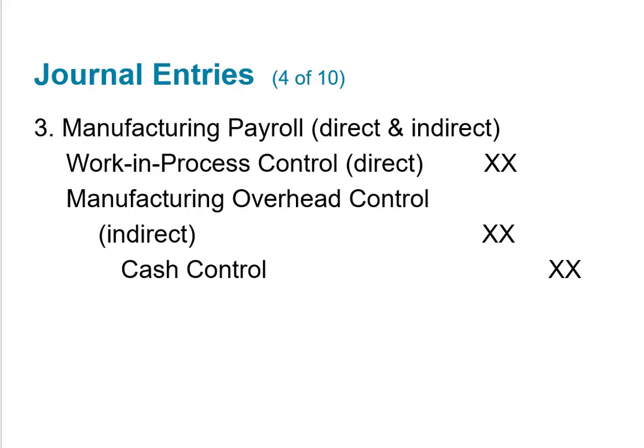In journal entry 3, shown here, this represents the effect of incurring payroll expenses for both direct and indirect labor. As with the material, the direct labor is debited to work in process, and the indirect labor is debited to manufacturing overhead control. So direct can go right into work in process, but the indirect goes into the big overhead pot.